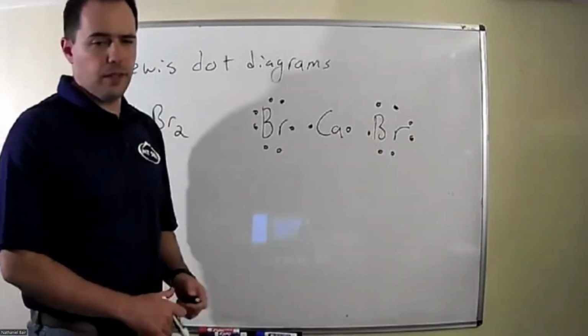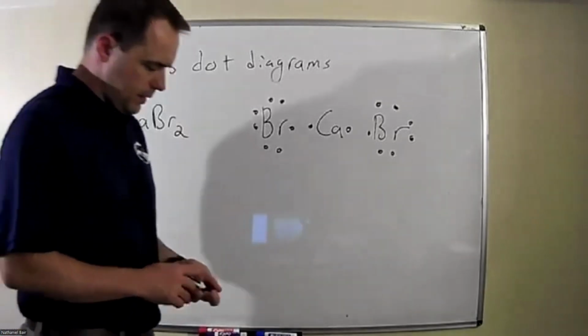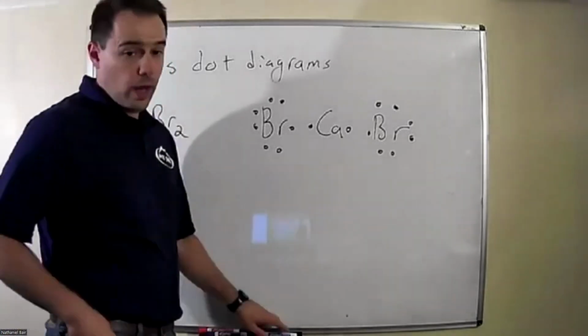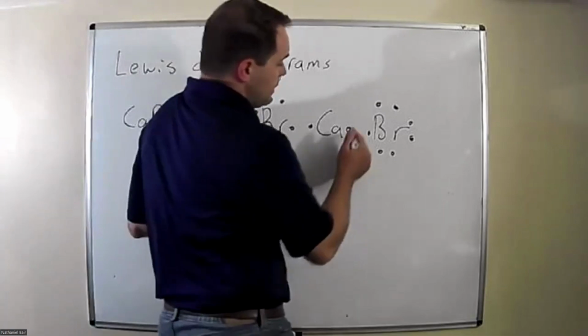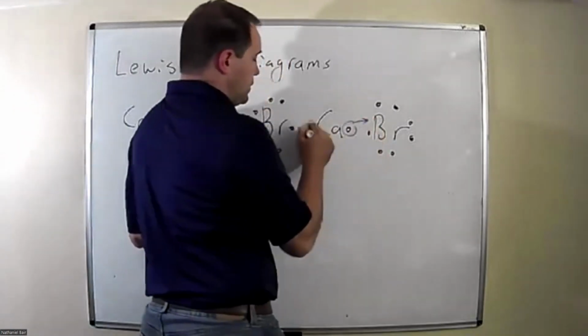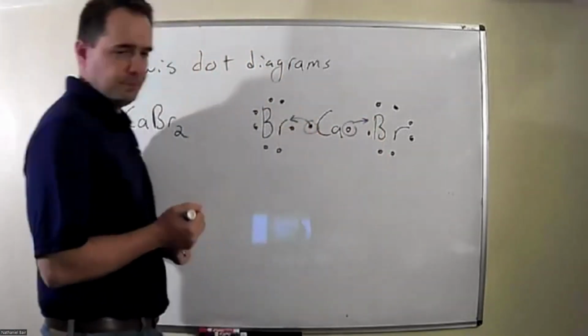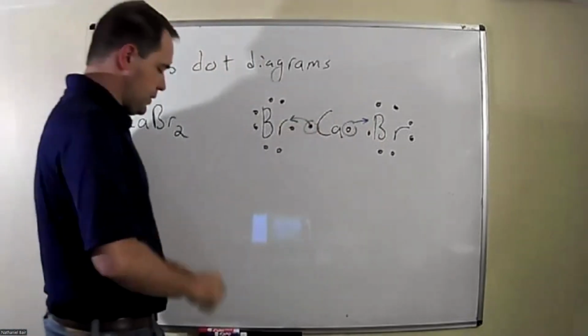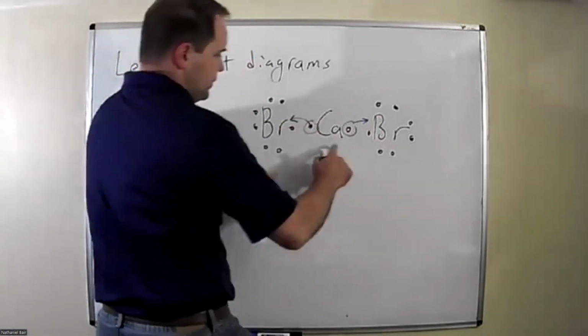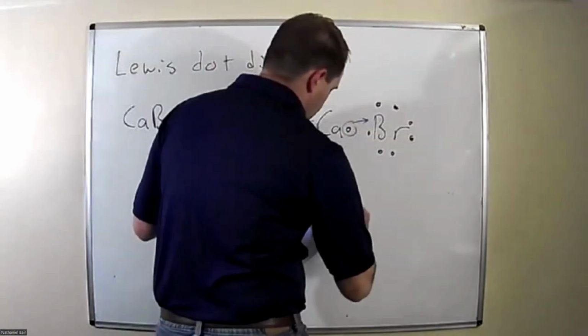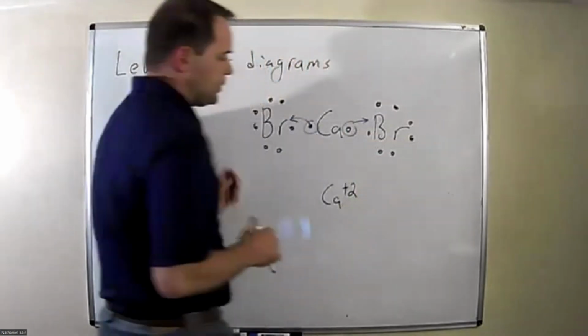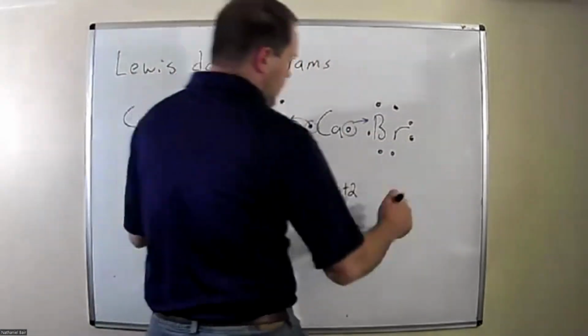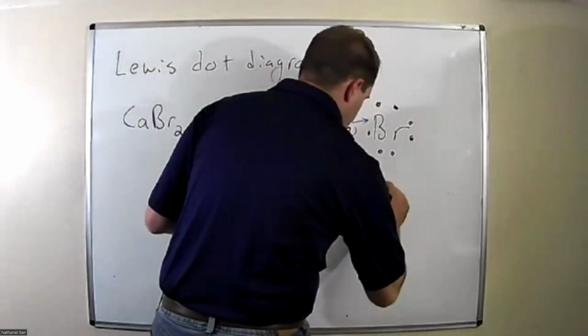What's going to happen? How can these 3 elements come together and make each other happy? Well, calcium is going to give 1 electron to each bromine. And when it gives 1 electron to each bromine, what happens to the calcium? The calcium just lost 2 electrons. So the calcium now has a plus 2 charge. And the bromines have now gained 1 electron each.